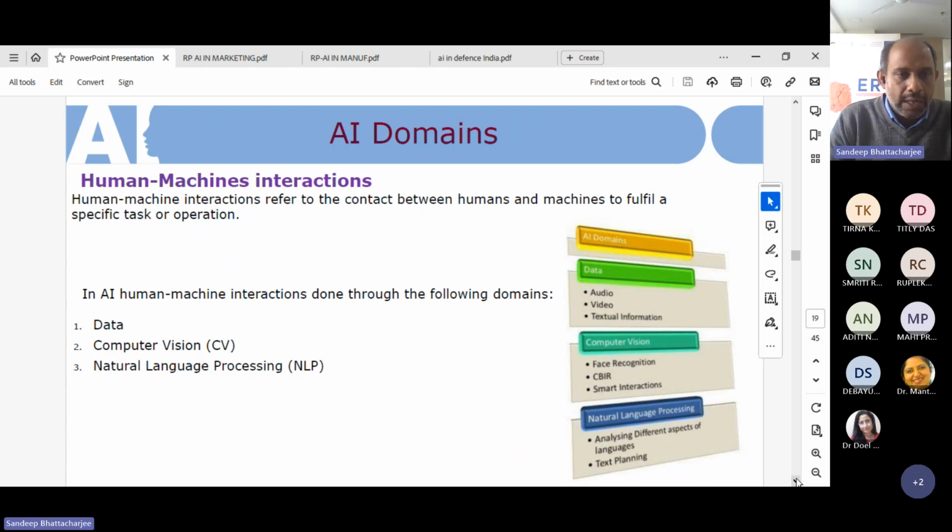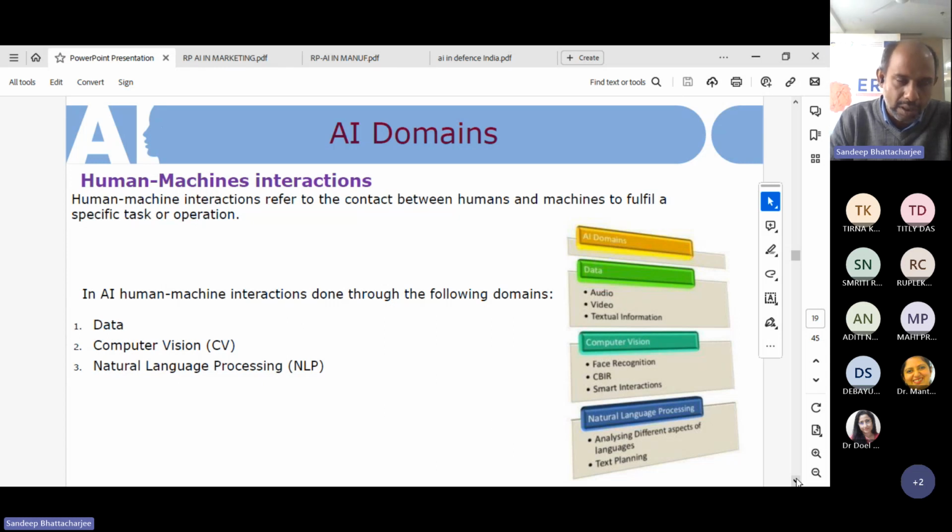Okay. So in AI human-machine interaction, there are three possible areas where a lot of work is going on, and research is, of course, going on at a very fast rate, or you can say at a very encouraging rate, a better word to be used. So number one, in the area of data, of course, what kind of data you have. You can have audio data, you can have video data, you can have textual information, text-based information. So these are the three ways by which data can be interpreted.